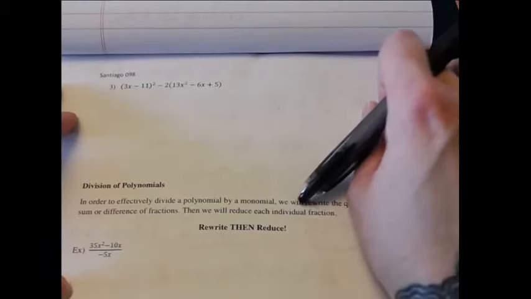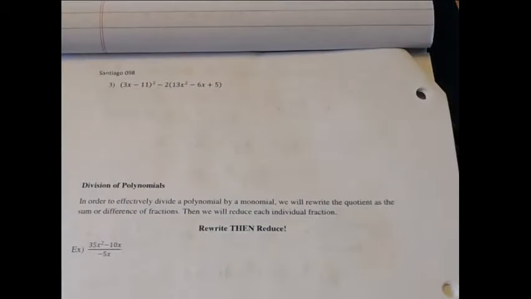One more. 3x minus 11, the entire thing raised to the second power, minus 2 times 13x to the second minus 6x plus 5. I'm going to give you just 2 minutes to do your work for this problem. Let's see what you come up with. As soon as you're done, go ahead and type your answer into the live chat. Let's start the 2 minutes now.